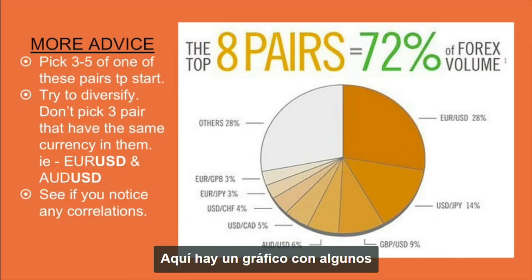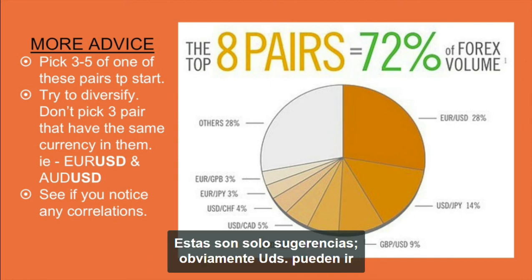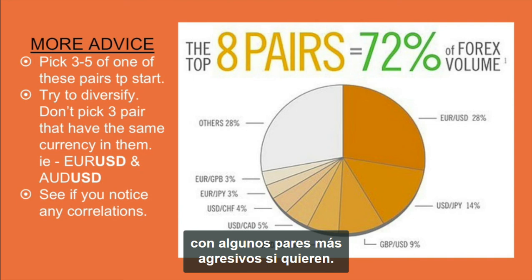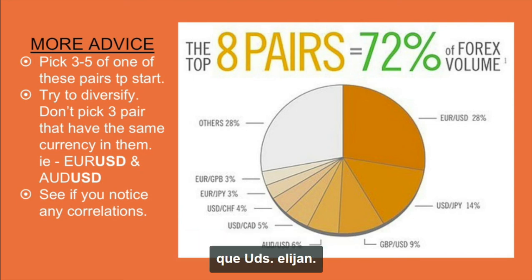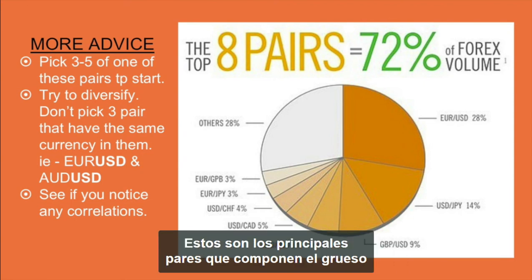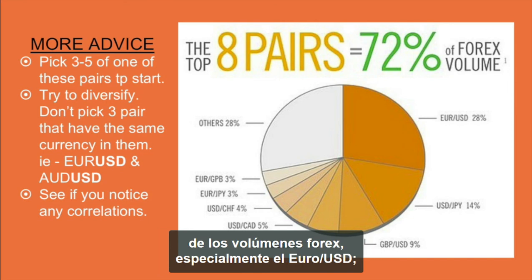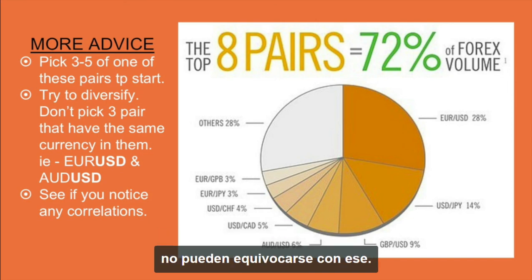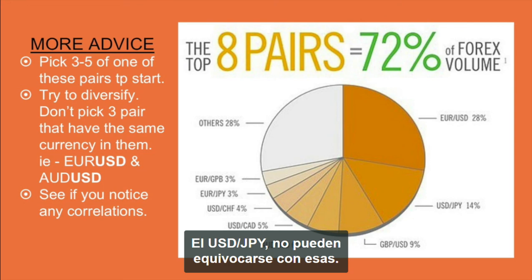Here's a graph of some of the top 8 pairs. I would pick one of these. These are just suggestions. Obviously, you can go with some more aggressive pairs if you like, but for a starter, this is what I would suggest that you pick. Pick from any of these pairs. As you see, these are the top pairs that make up the bulk of the Forex volume, especially the Euro USD. You can't go wrong with that. The USD JPY, you can't go wrong with those.